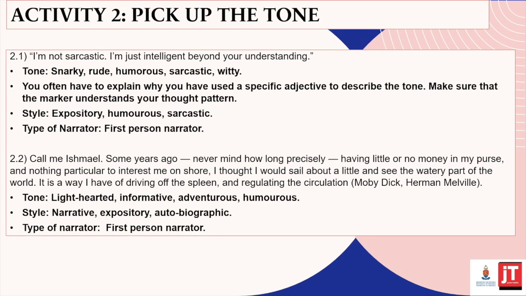Okay, 2.1. I'm not sarcastic, I'm just intelligent beyond your understanding. The tone could be snarky, which is when someone's trying to be funny but in a mean way. And he is being kind of mean because he's saying, I'm so intelligent, you don't even understand. Okay? Rude. It's a rude thing to say to somebody. You're basically saying they're so stupid that you don't realize how smart I am. Humorous and witty, absolutely. This line, I think, was intended to make you laugh, and it is very clever in its own kind of mean way.